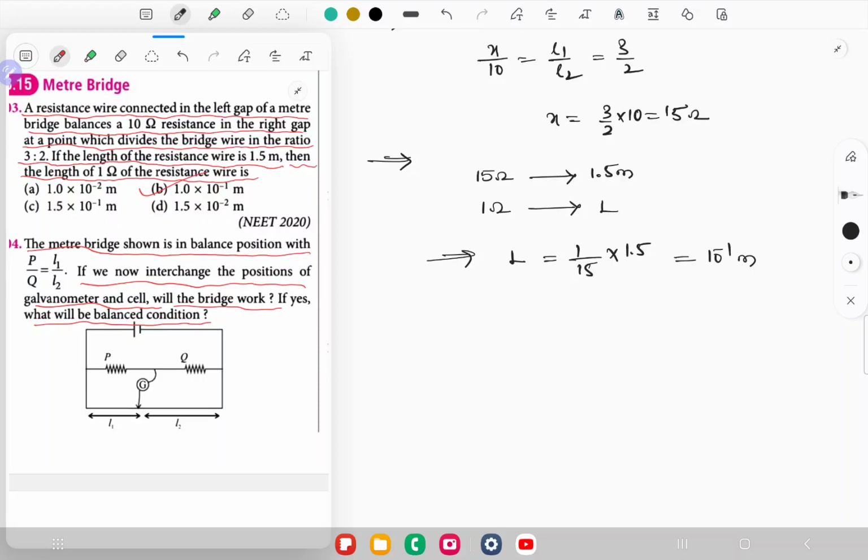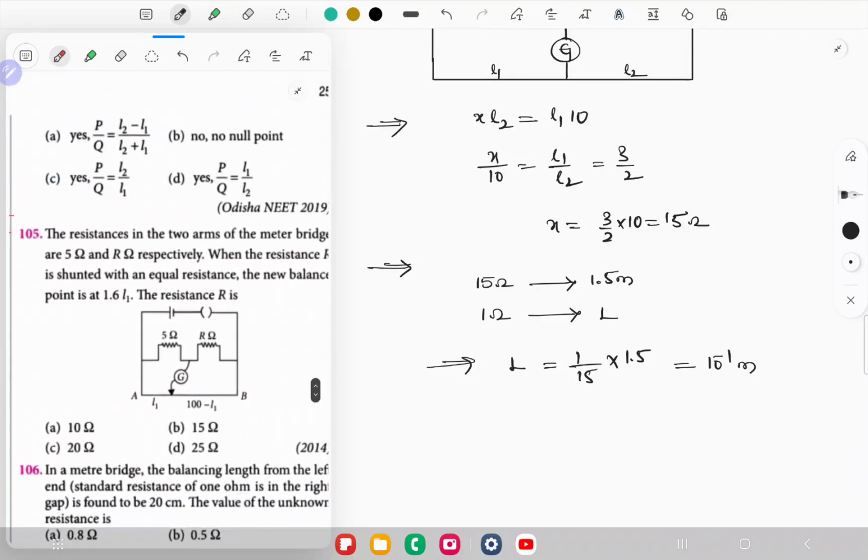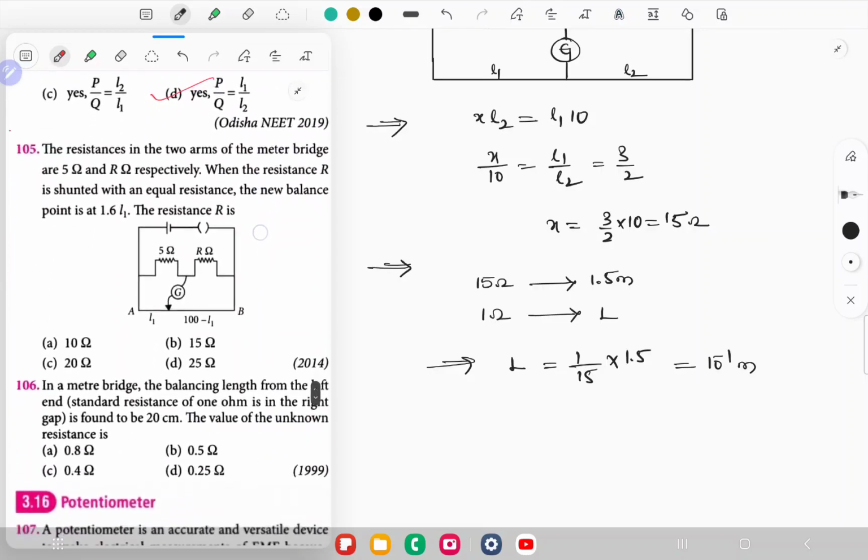Even if you interchange the position of galvanometer and cell, there won't be any kind of change in the circuit, including the balance condition. Yes, this bridge will work. At the same time, the balancing condition also remains the same. So for question number 104, yes, it will work, and the balancing condition is also the same. Okay, understood? Let's move on to the next one.